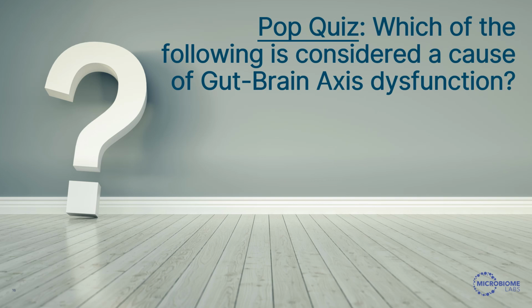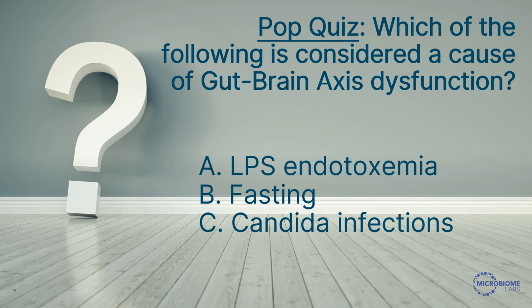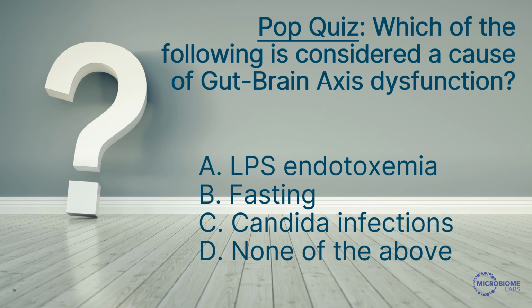Now, of course, we have to have a pop quiz. So get ready to answer this question in the chat. Which of the following is considered a cause of gut-brain axis dysfunction? A, LPS endotoxemia. B, fasting. C, candida infections. Or D, none of the above.